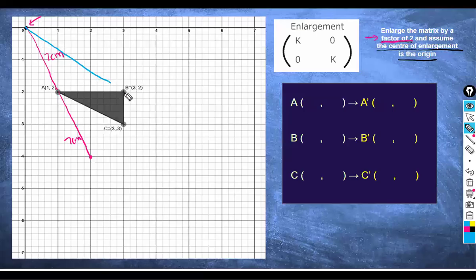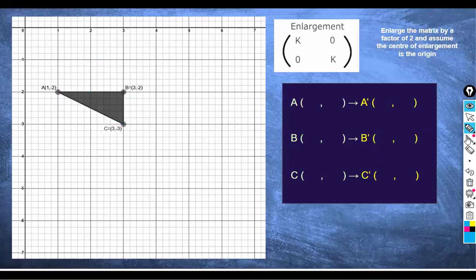You would connect B to the origin. You would measure the length of that line. Let's just assume it's 8 centimeters. Well, then it has to be another 8 centimeters to get it to be an enlargement of 2. And of course, you do the same thing with point C. But let's say the examiner tells you you cannot use the drawing method.